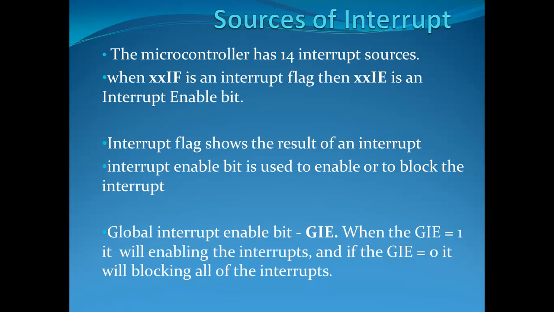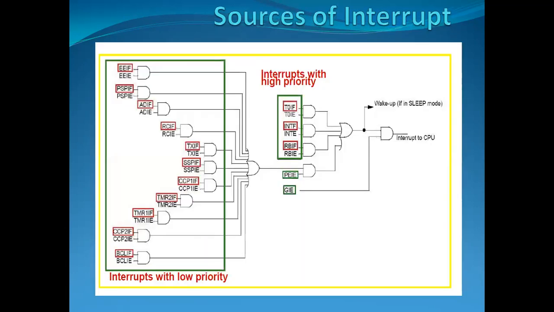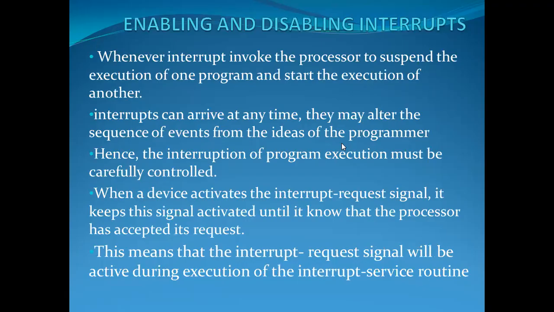When the GIE is equal to 1, it will enable the interrupts, and if the GIE is equal to 0, it will block all the interrupts. As shown in the figure, there are interrupts with lower priority, interrupts with higher priority, and wake up if the sleep is more. So these are the sources of the interrupts. As shown in the figure, IF and IE are both shown here. Now we will see the enabling and the disabling of the interrupts.